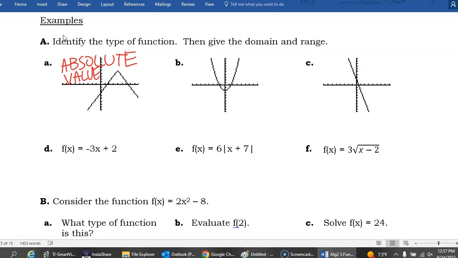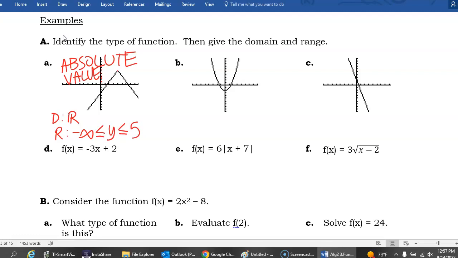Absolute value. The domain of this function is all real numbers. It goes forever to the left, forever to the right. But because my graph has been transformed, my range maxes out here and then only goes down from there. So I'm going to go 1, 2, 3, 4. I think that looks like 5. So we're going to say negative infinity less than or equal to y less than or equal to positive 5.